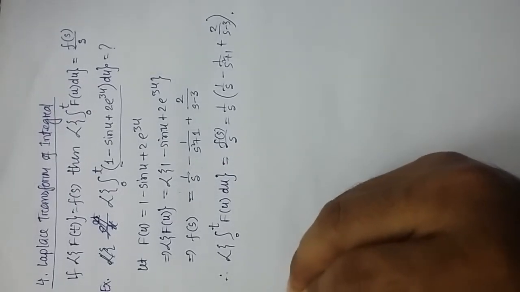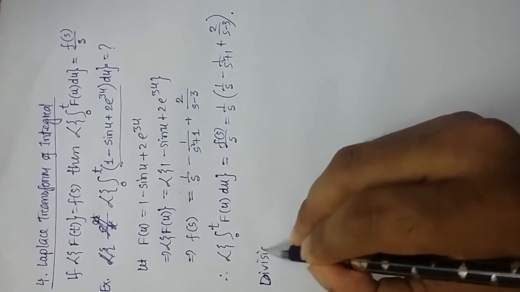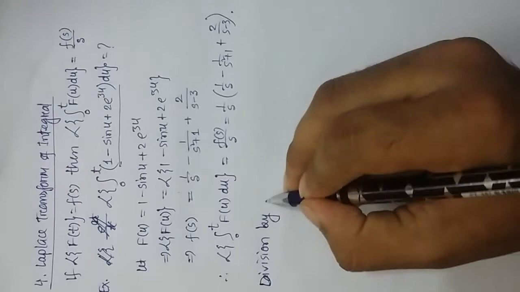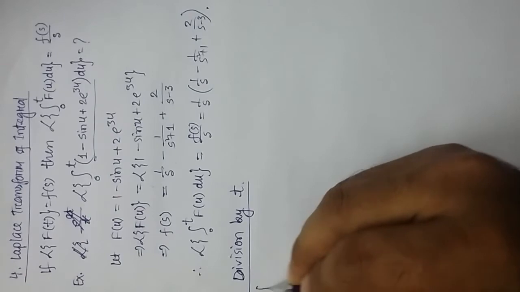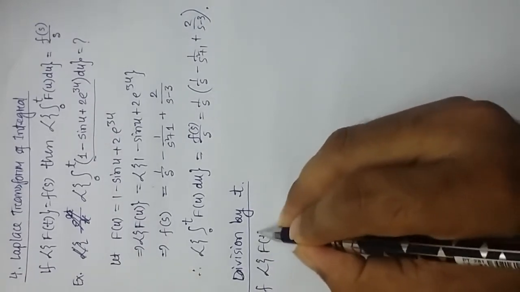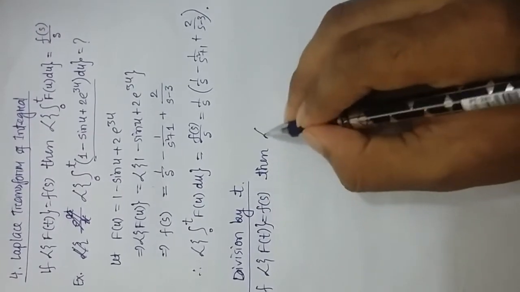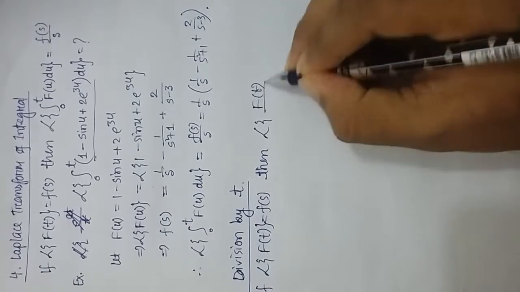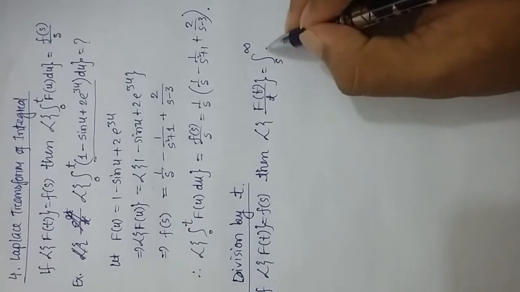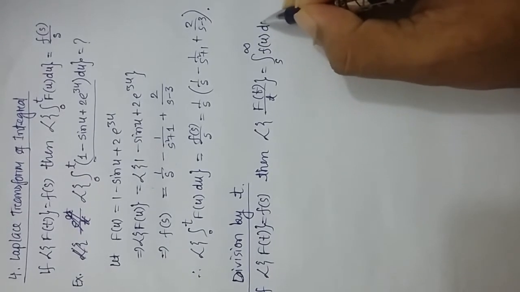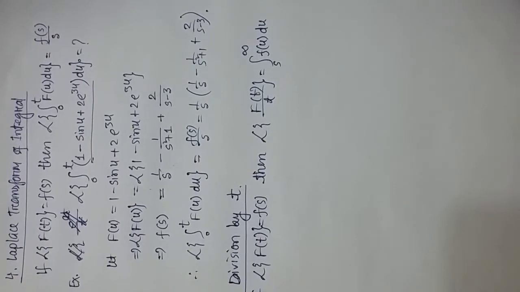Okay, now property 5, it is called division by t. Okay, so if L of f of t equals F of s, then Laplace transformation of f of t by t will be the integral from s to infinity of F of u du, or you can write F of x dx, no matter.